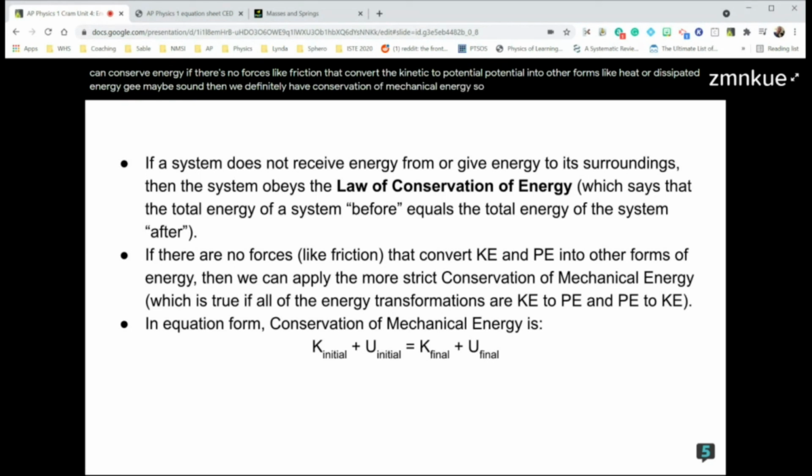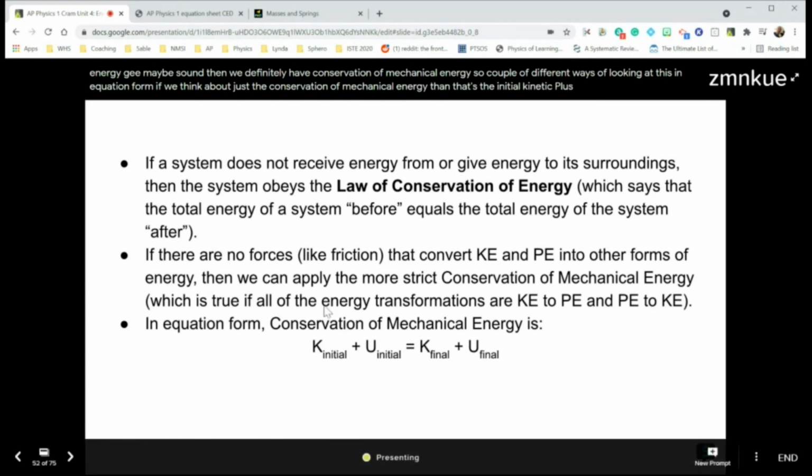There are a couple of different ways of looking at this. In equation form, the conservation of mechanical energy says the initial kinetic plus the initial potential, and remember the potential here could be spring energy or gravitational energy or both, is equal to the final kinetic plus the final potential.